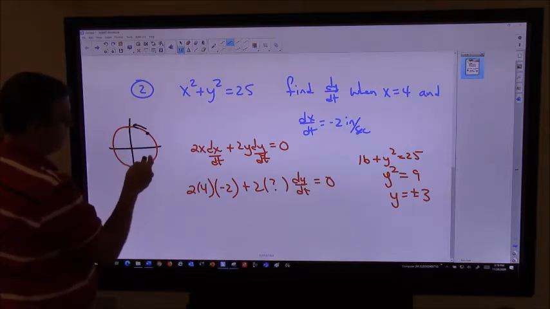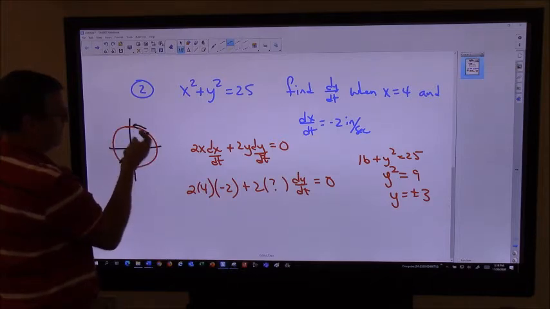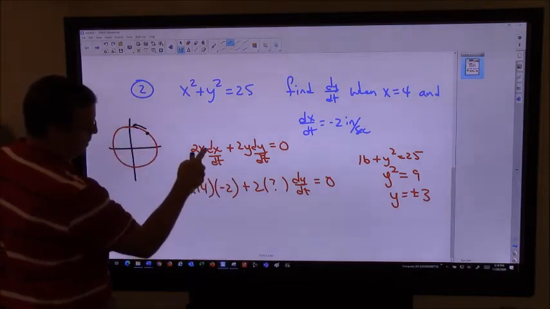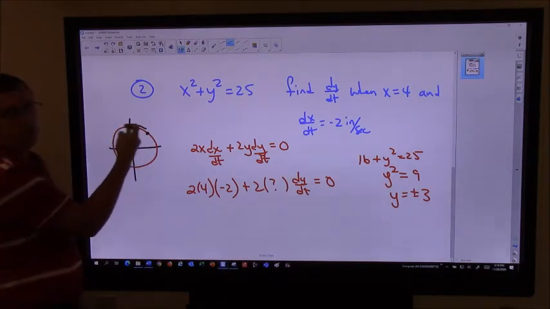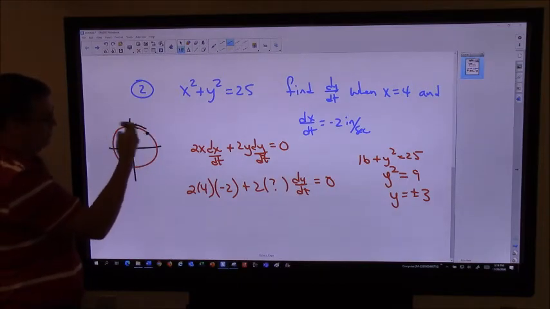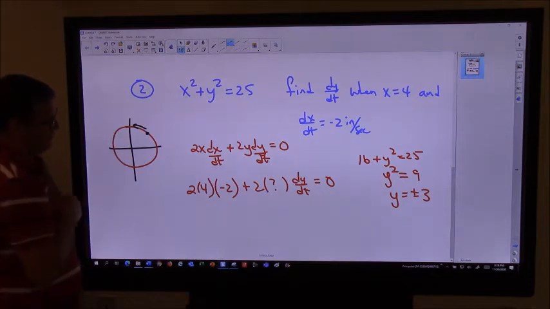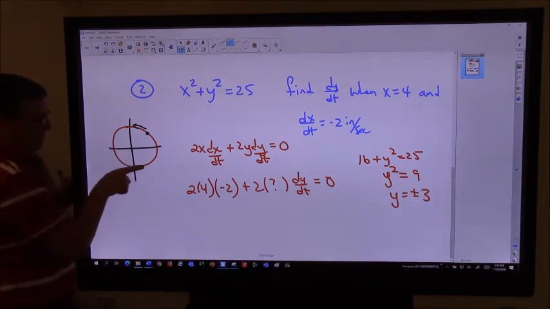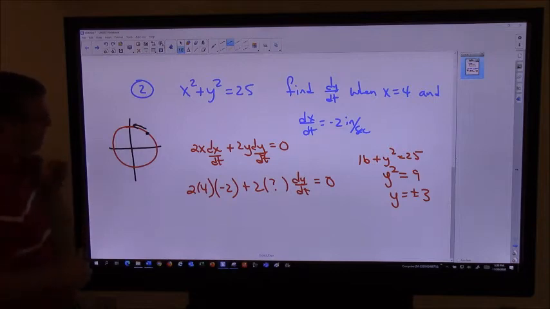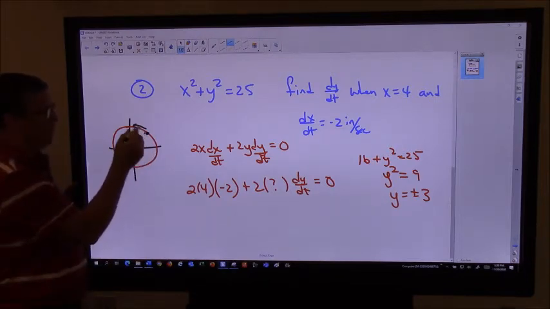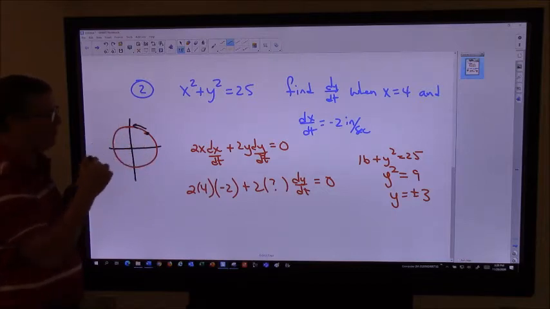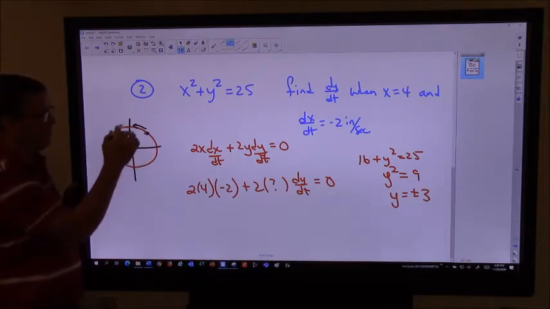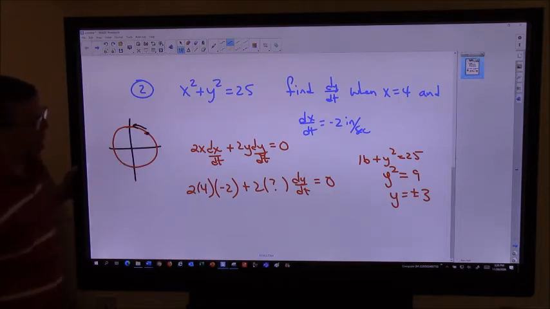And if the point's going this way, then that means for my dx over dt to be negative, I've got to have my x values getting smaller. Okay? They're moving to the left. If this point was down here, then it's moving to the right. Now here's the thing. I don't really know which way this point is going as it rotates around the circle. It's just traveling around the circle. I don't know if it's going counterclockwise or clockwise. They didn't give us that information. So maybe that means there's 2 different answers to this.